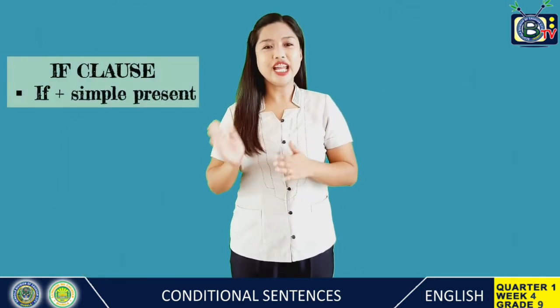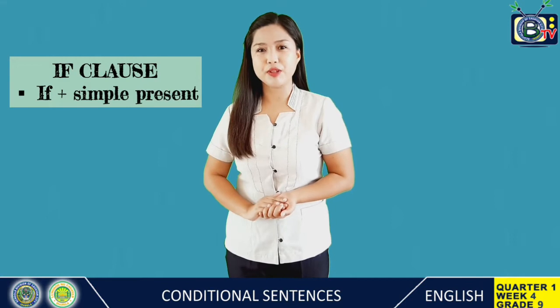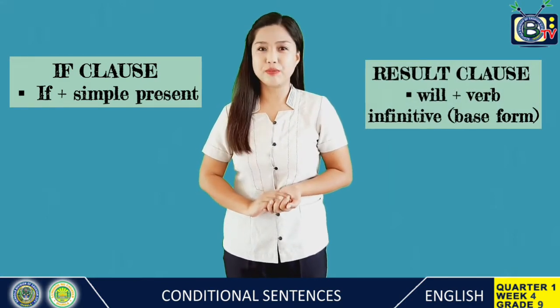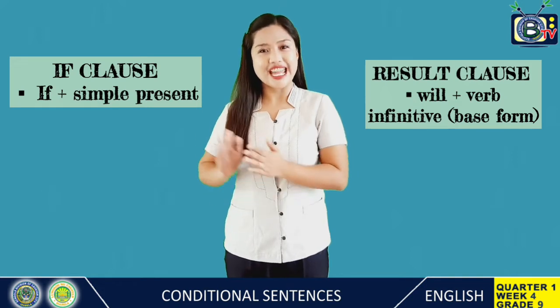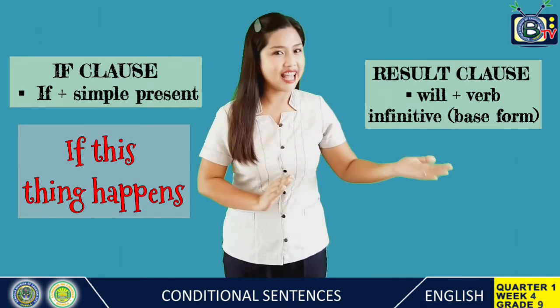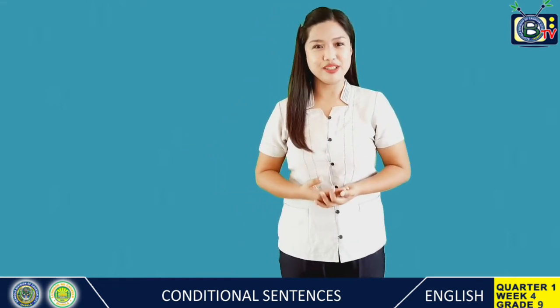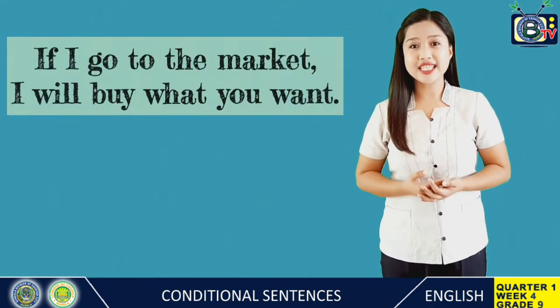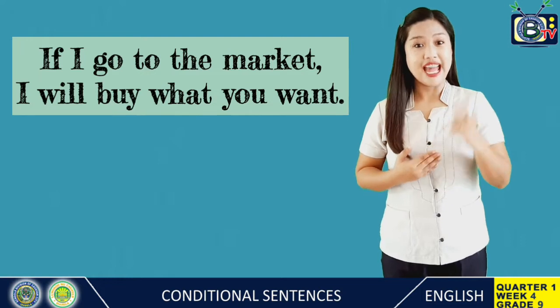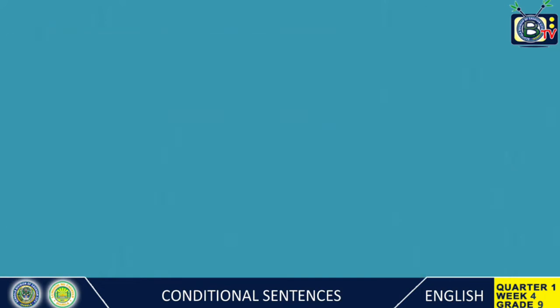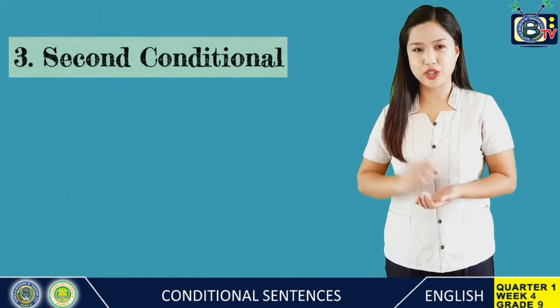Remember, for the if clause we have if plus simple present, and for the result clause we have will plus verb in its infinitive form. If this thing happens, that thing will happen. Here are other examples. If I go to the market, I will buy what you want. If you win, I will give you a prize. Next is the second conditional.